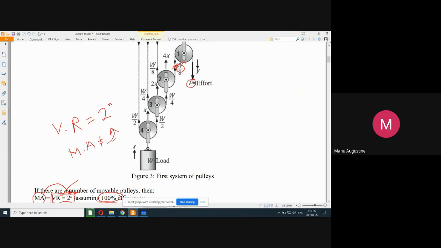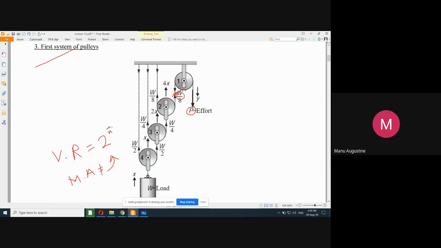Okay, तो अब ये n का क्या सिग्निफिकेंस आ गया? This system of pulleys can be extended to any number of pulleys that can be added to this system.